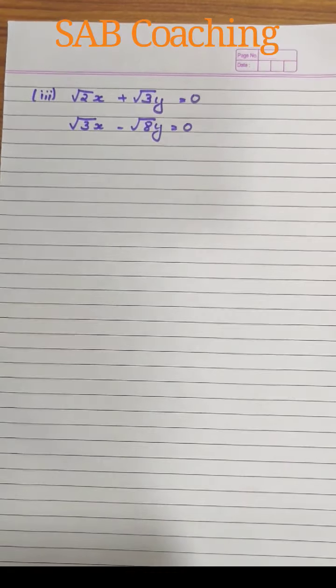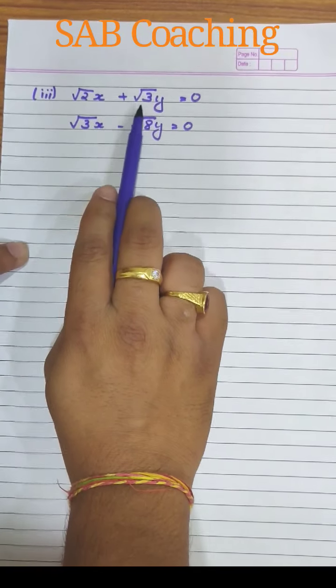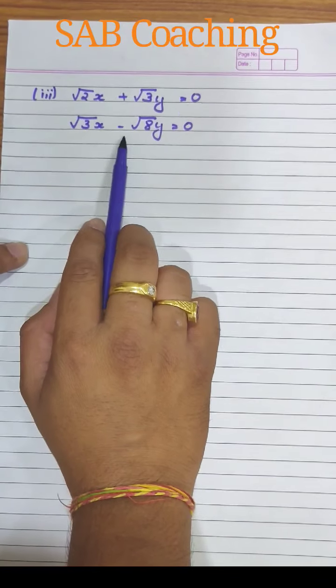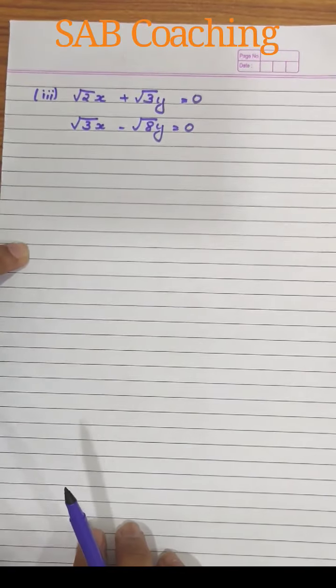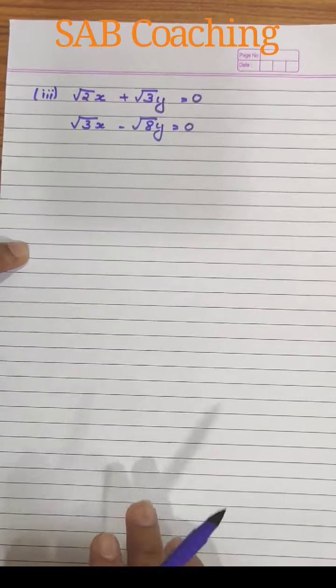So let us take one more example. Root 2x plus root 3y equal to 0. Root 3x minus root 8y equal to 0. These are the two linear equations that have been given to you. Now you have to solve these linear equations by substitution method.